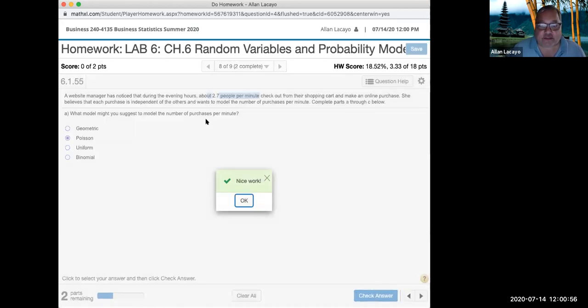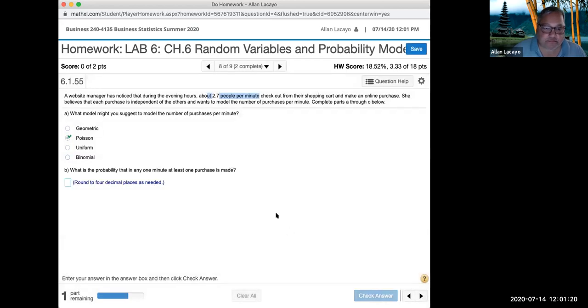So if you're counting something, i.e. you're counting sales in this case, and you're not given n or p, the probability per try per person of checking out or not checking out, and how many people are doing that in a minute of time, chances are you're not looking at a binomial or at a geometric, you're looking at a Poisson counting story. And then they ask you, what is the probability that in any 1 minute, at least one purchase is made?